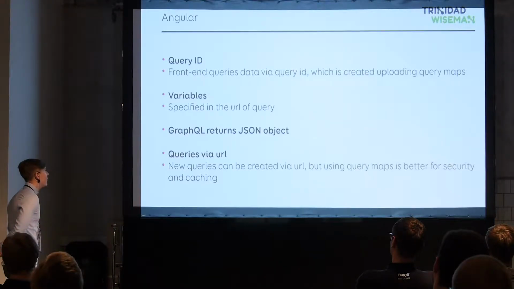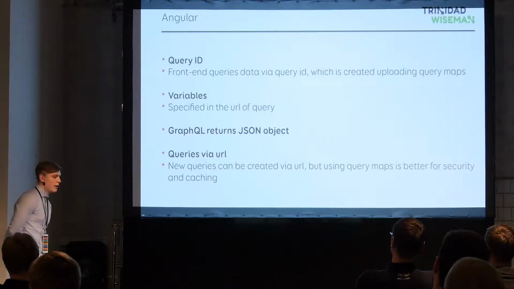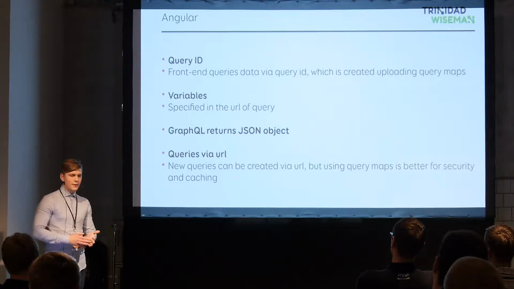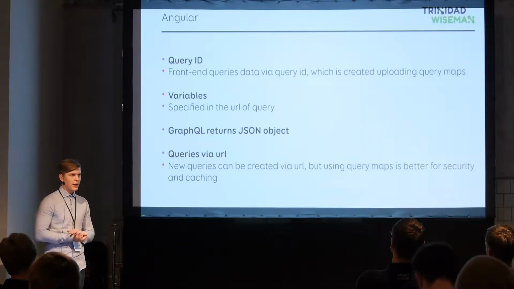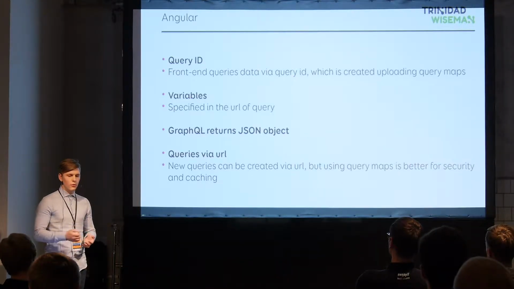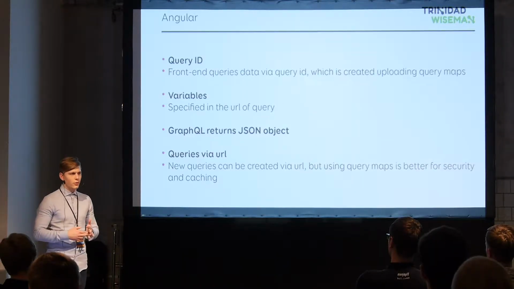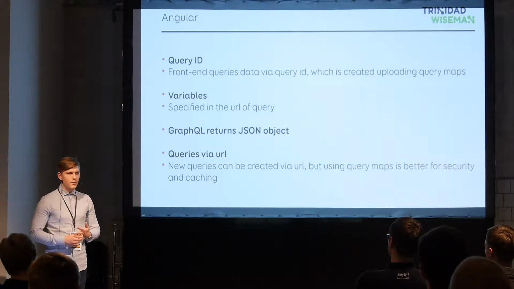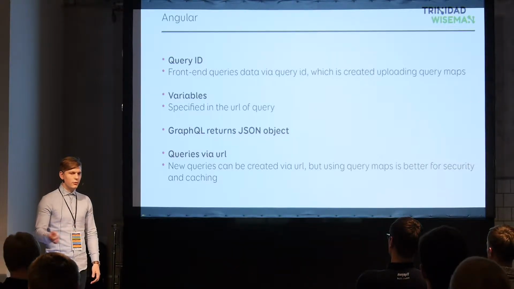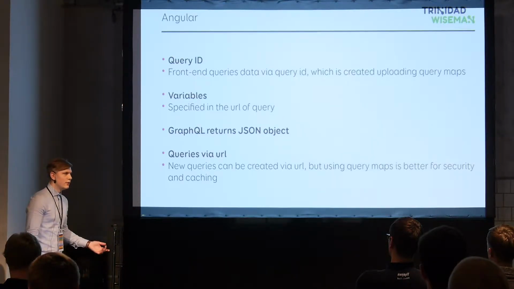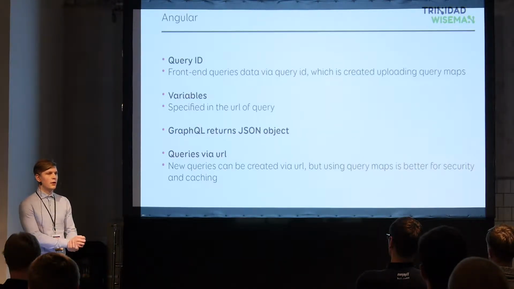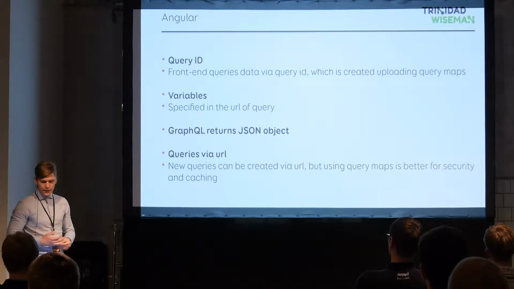So the Angular part of our project. Angular gets a query ID, which is created while importing the query maps. And then each query has or doesn't have variables you can use there. So they put in the URL the query ID and the variables they want to use in the same query. And then GraphQL returns a JSON object, which the frontend can use to display the data.